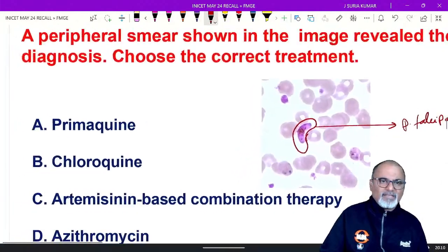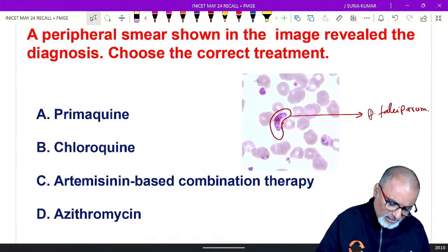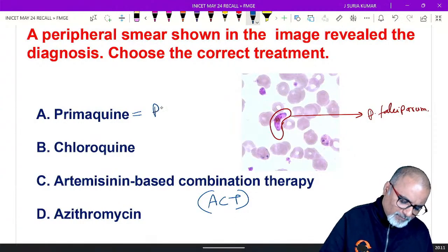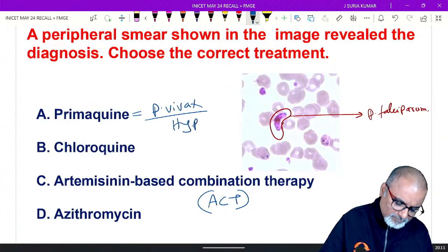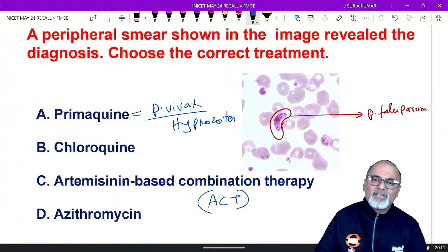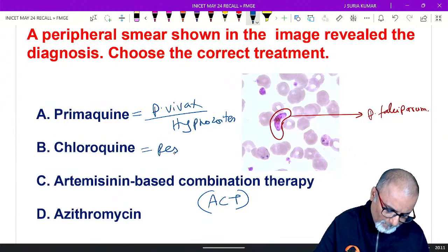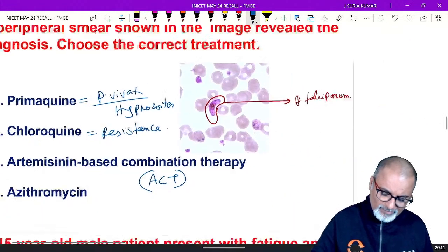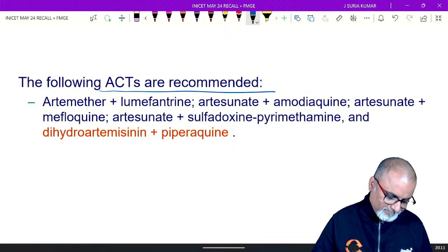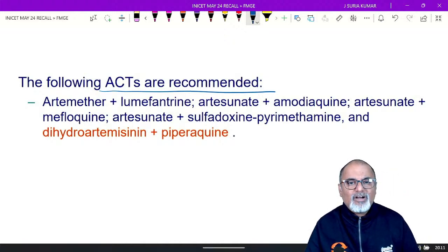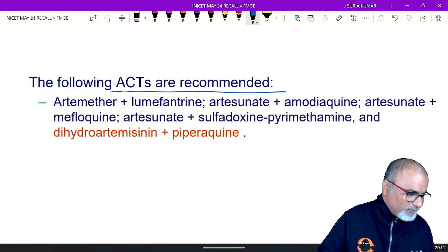For any uncomplicated malaria, as per WHO guidelines, we should give artemisinin based combination therapy, shortly called ACT. Primaquine is for Plasmodium vivax to attack hypnozoites. Chloroquine was the ancient therapy; now we have developed resistance to chloroquine. There is a big list of drugs. ACT combinations include artemether-lumefantrine, artesunate-amodiaquine, artesunate-mefloquine, or artesunate-sulfadoxine-pyrimethamine. These are all artemisinin based drugs. Good. You people beautifully answered.